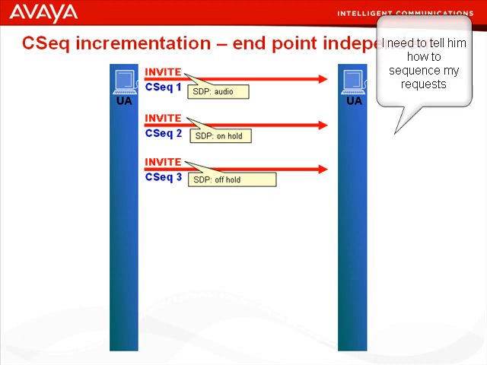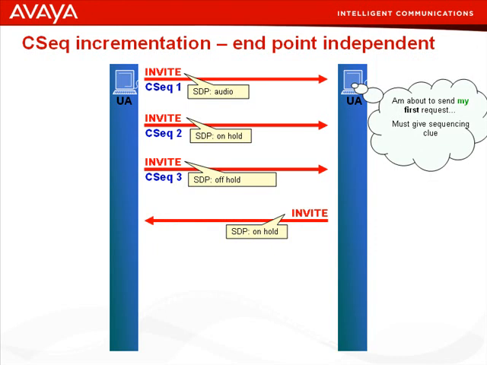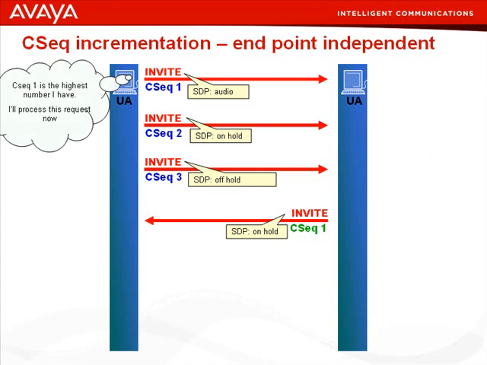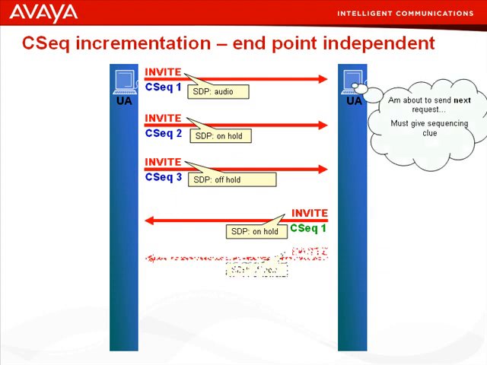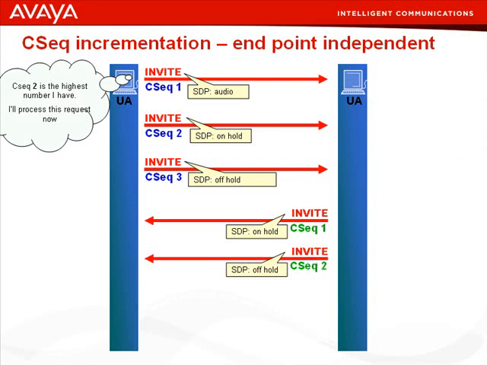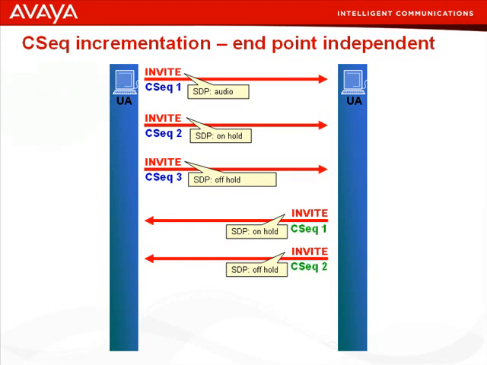So, if it wants to put the call on hold now, it chooses a starting number, like 1 for example, and inserts it in the CSeq header before sending the request out over the network. On receipt at the other side, the user agent notes that it has not already processed any requests with a higher value, so it knows it's okay to go ahead and process this one. Now, when the callee wants to take the call off hold, it knows to increment its CSeq value once again, so that when the request is received on the other side, the user agent knows that it has not already processed a request with a higher sequence number, and knows that it's okay to process this request.